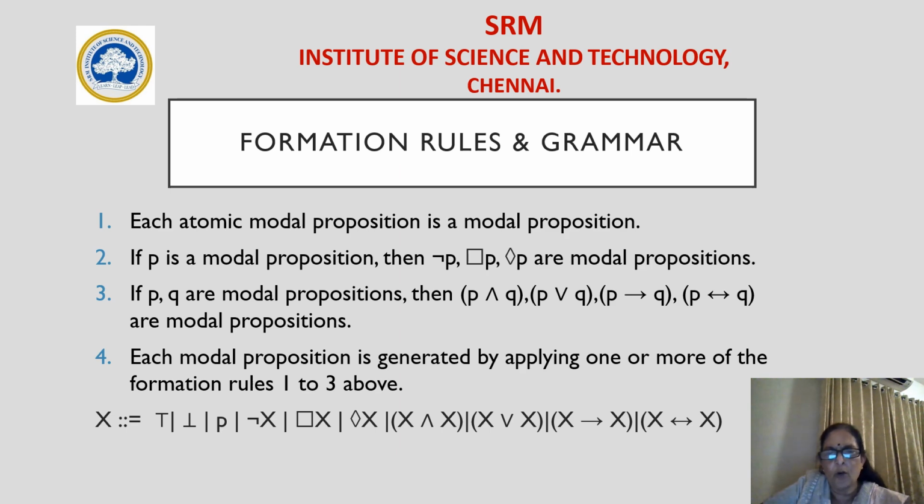Whenever I have an atomic modal proposition, that by itself is a modal proposition, because the formation rules will be recursively increasing. So an atomic modal proposition is a modal proposition. Then any modal proposition P, by prefixing it with the unary connectives like negation, box, and diamond, are all modal propositions. And if I say that we have P and Q to be modal propositions, then P conjunction Q, P disjunction Q, P conditional Q, and P biconditional Q are all modal propositions.